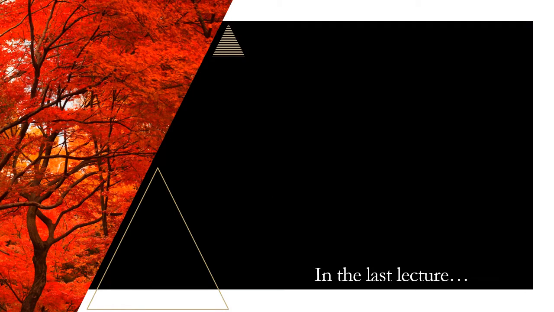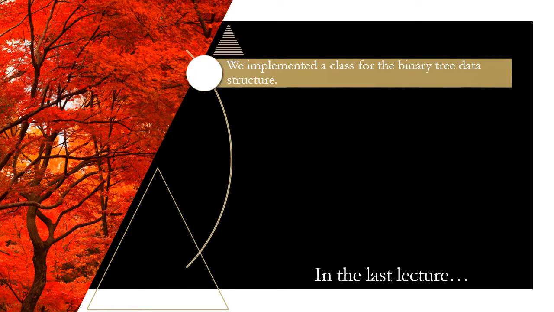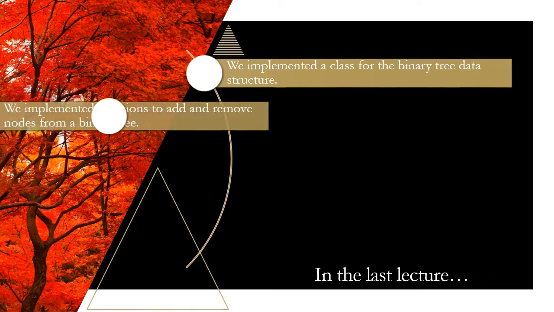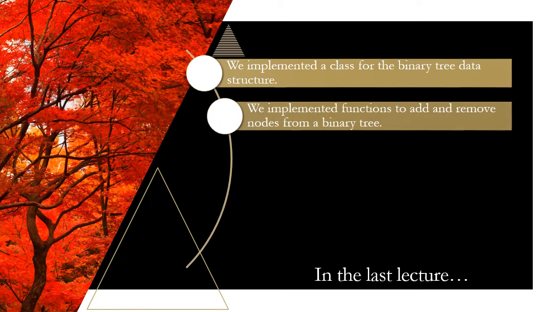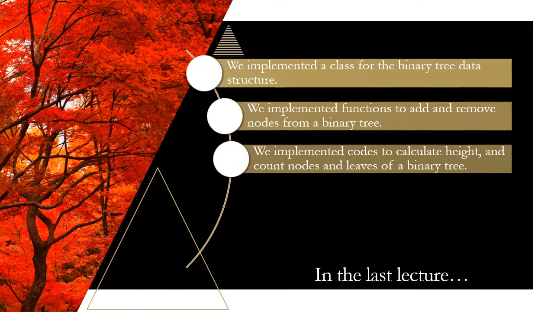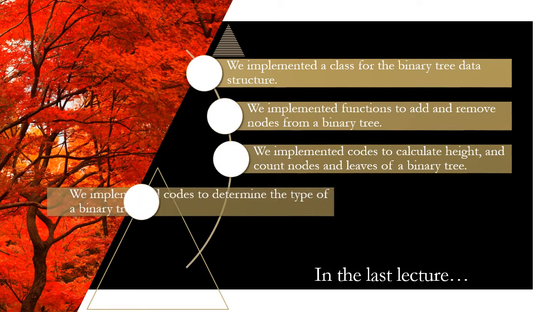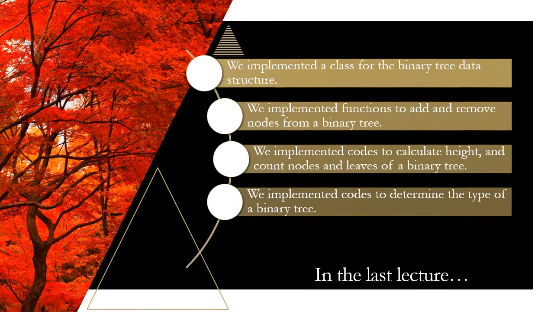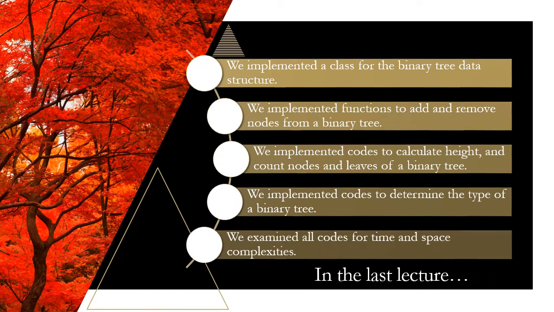In the last lecture, we implemented a class for the binary tree data structure. We implemented functions to add and remove nodes from a binary tree. We implemented codes to calculate height and count nodes and leaves of a binary tree. We implemented codes to determine the type of a binary tree. We examined all codes for time and space complexities. We are still working with the same class definition. We are going to look at other functions in the class BTree.